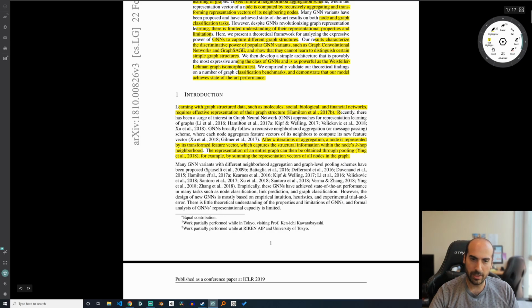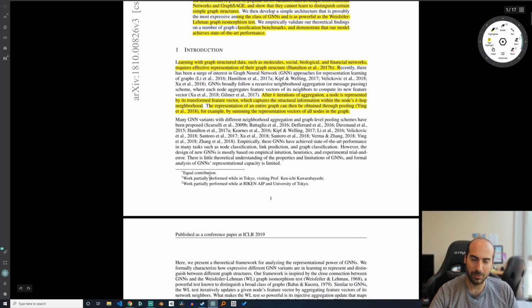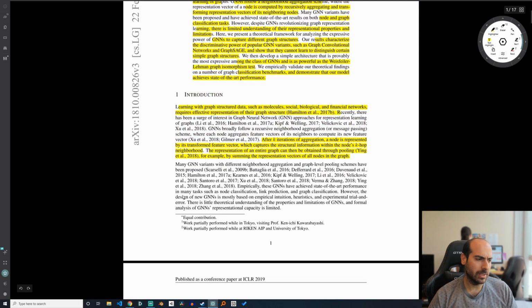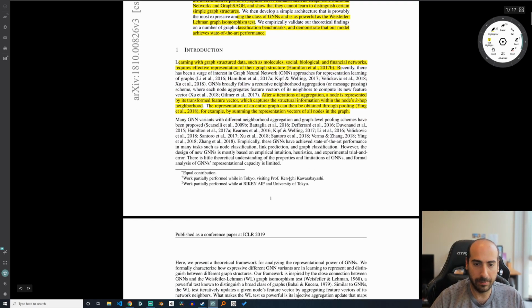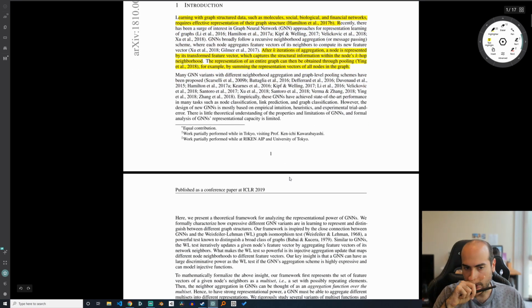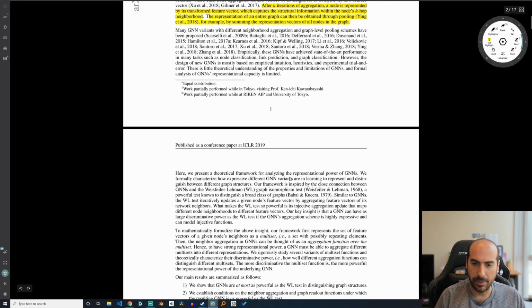They mention there are a billion different graph aggregation schemes and pooling schemes, and that is true, by the way. You'll see this mentioned quite a bit if you look at any of these libraries, like Spectral. Okay, so they present a theoretical framework for analyzing the representational power of GNNs, and they formalize how expressive different GNN variants are.